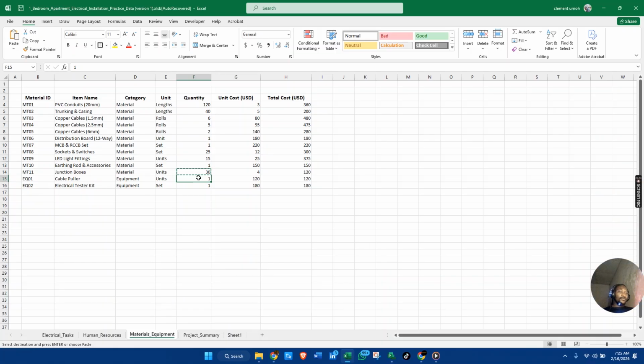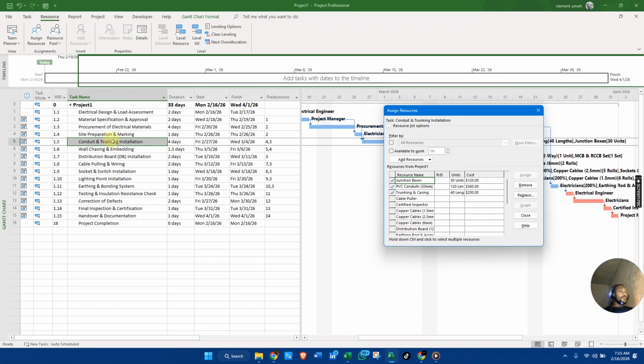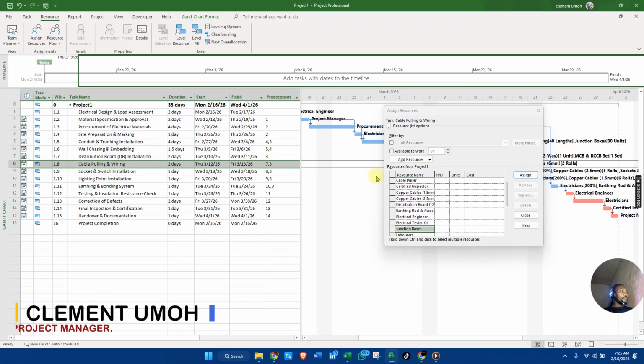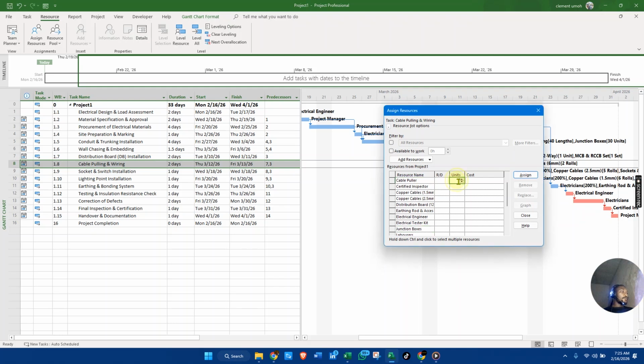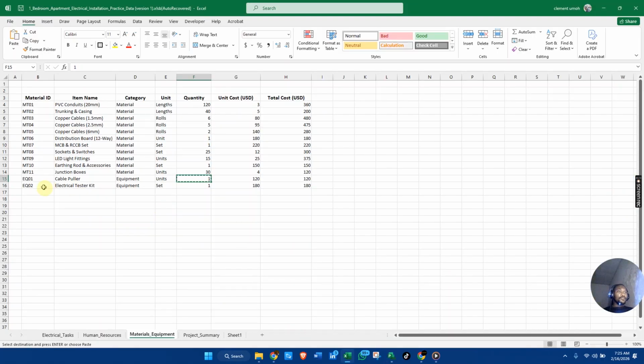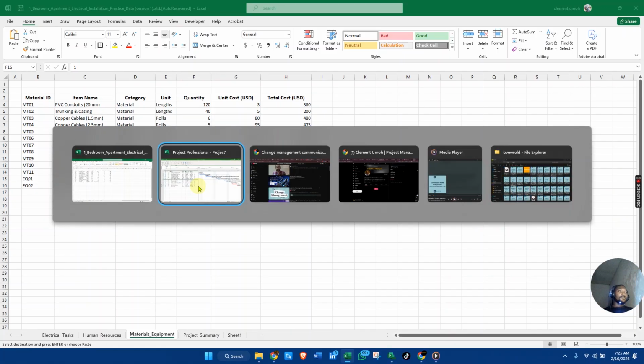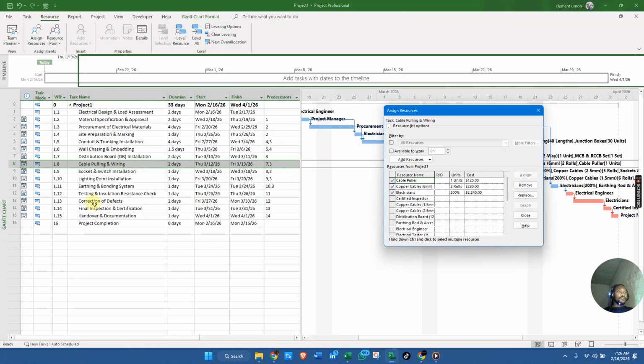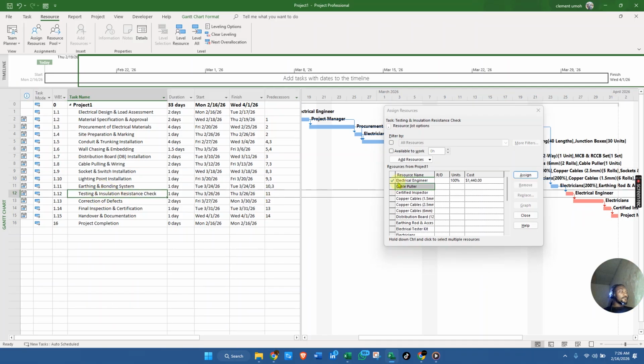Okay, that's equipment. So put in our cable pulling and wiring. So go to our pulling cable and wiring. Then we include it here, which is one. You assign. And also electrical testing kit, which is a set. So we'll go to our testing and commissioning. Is it over here? So you click on one.